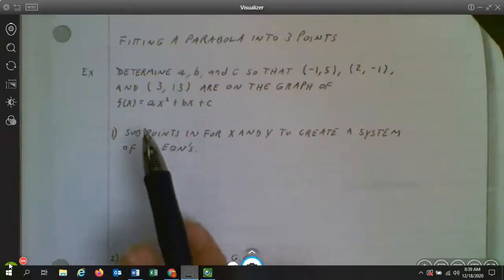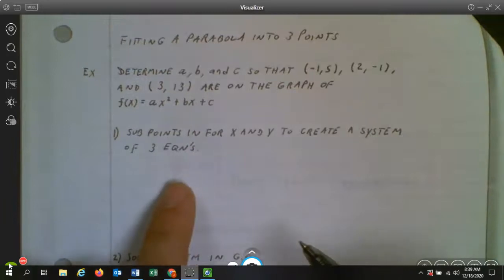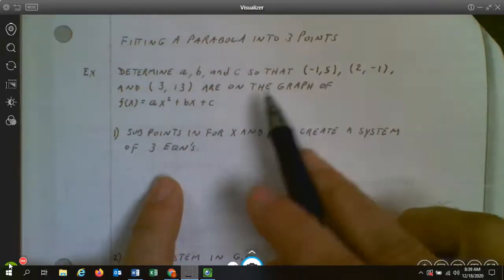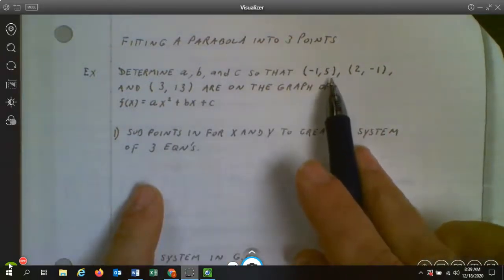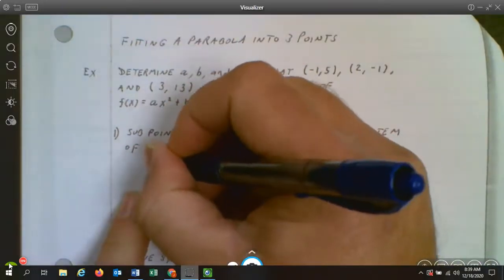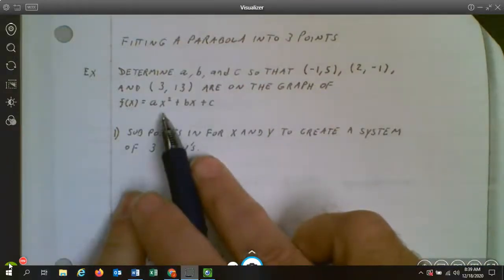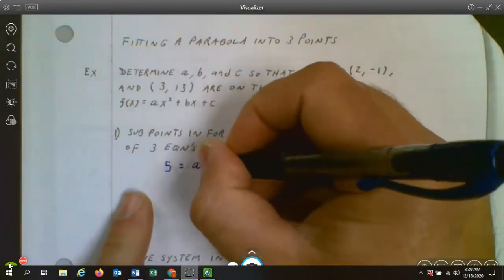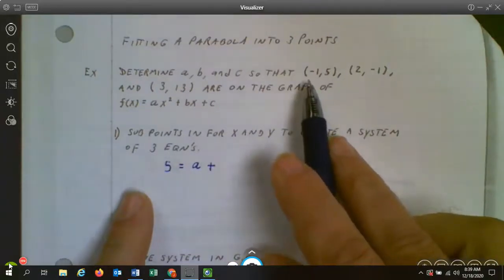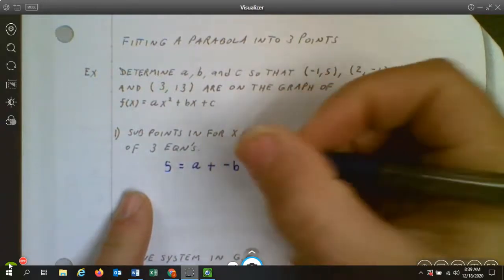and our goal is to figure out what A, B, and C are, so that I can write the equation of that parabola. Right? So the first thing we're going to do is simply create a system of 3 equations by plugging these points in for x and y. So here's my model. In the first case, negative 1 is going to be x, 5 is going to be y. So if I put that negative 1 in for x squared, obviously that's just going to be 1. If I put this negative 1 in for this x, I get negative 1. And then c is just c.